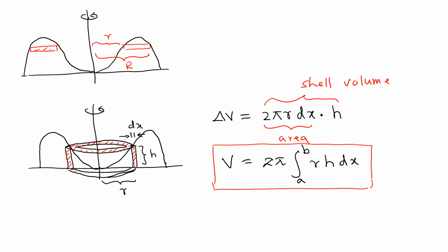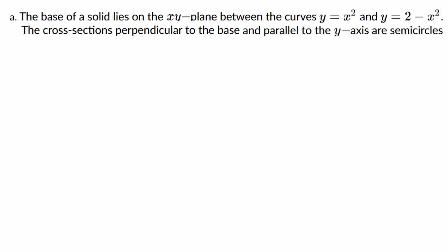Okay, so let's look at the problems now. Let's try to find a simple volume using the slicing method. So let's look at this problem. As the first problem, it says that the base of a solid lies on the xy plane between the curves y equals x squared and y equals 2 minus x squared.